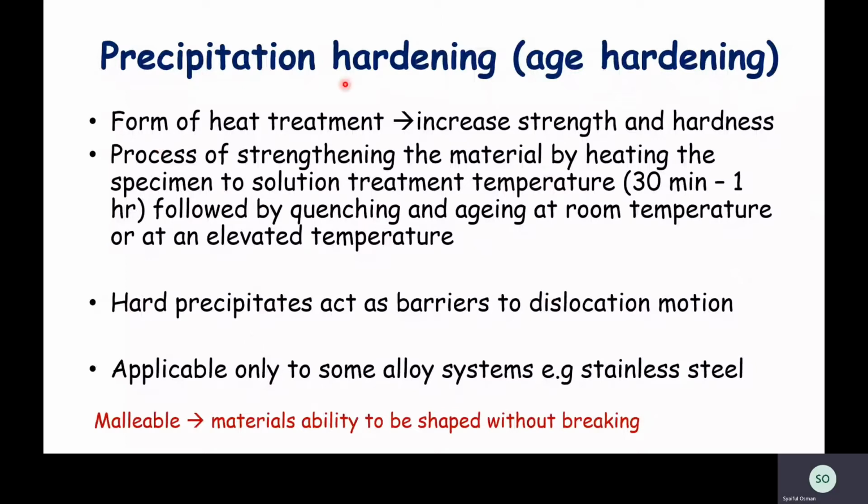So we can say that precipitation hardening is a form of heat treatment that helps to increase the strength and hardness of metal. It is a process of strengthening the material by heating the specimen from 30 minutes up to 1 hour, followed by a rapid cooling, or what we call quenching, and finally aging at room temperature or at an elevated temperature. The formation of a hard precipitate will act as a barrier to dislocation motion. And this technique is only applicable to some alloy systems, for example, stainless steel.